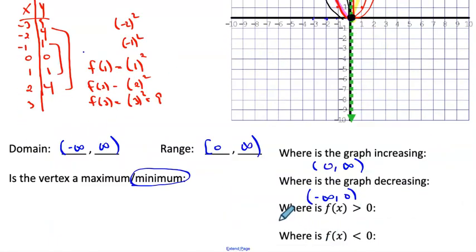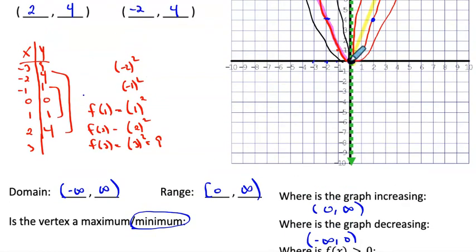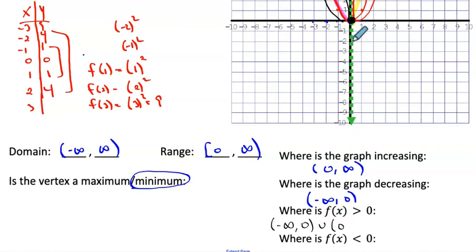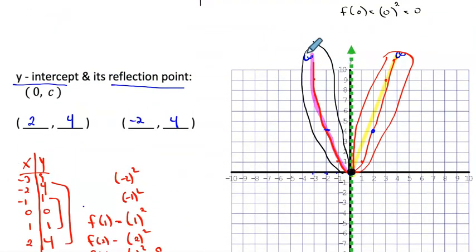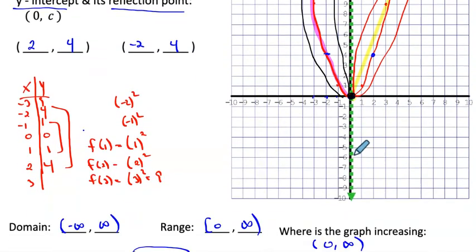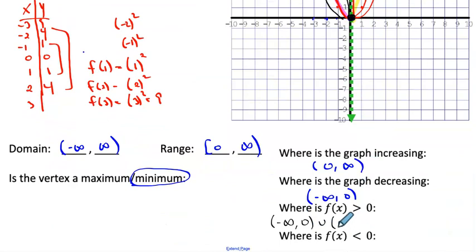So to write that, to say everything but the vertex, I'm going to say, well, from negative infinity, or everything but the x value of the vertex, up to 0 has a y value greater than 0. Union, then on the other side of 0, reading the graph from left to right, starting at 0.000, as close to 0 as possible on the right side, all the way to infinity, has a y value greater than 0.